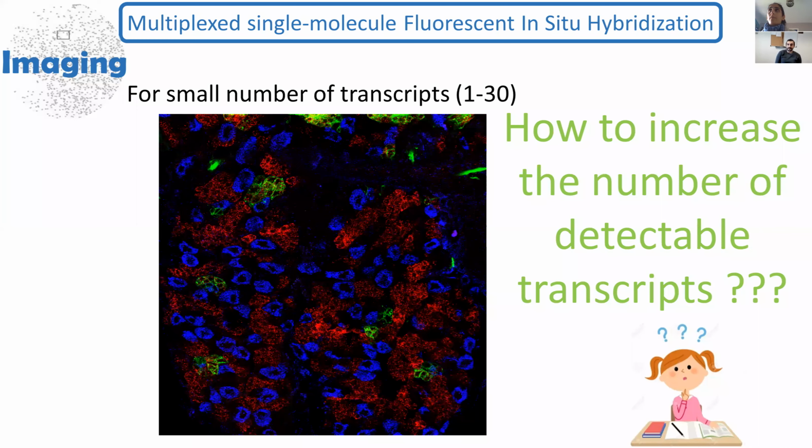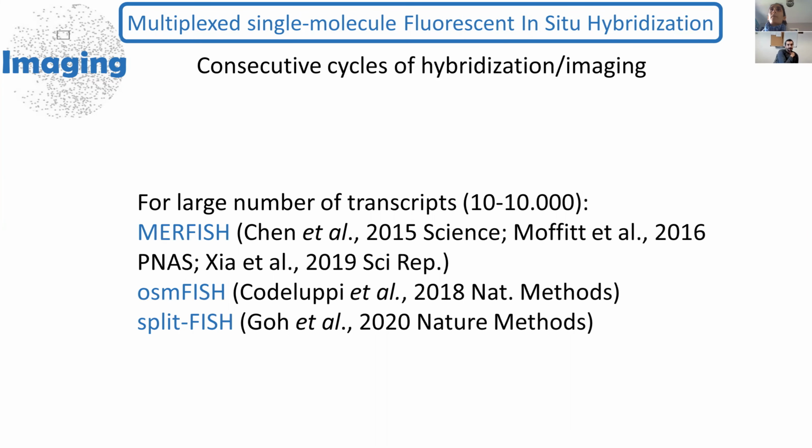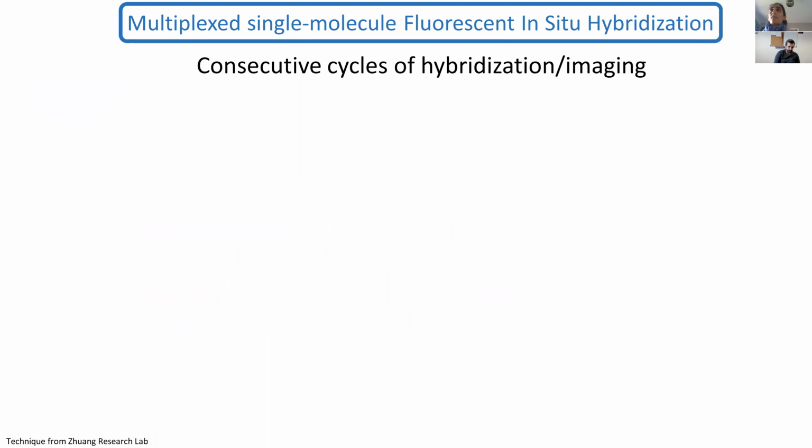So the question here is how to increase the number of detectable RNAs that you want to visualize. The answer is to do consecutive cycles of hybridization and imaging. There are different types of techniques to do that. They are called MERFISH, OSM-FISH, split-FISH. For different reasons, we decided to set up a facility using the MERFISH technique. So right now, I'm going to try to explain how MERFISH functions.